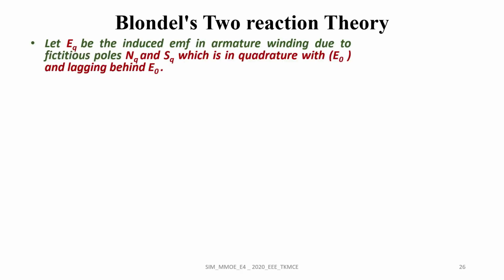Let EQ be the induced EMF in armature winding due to fictitious poles NQ and SQ, which is in quadrature with E0 and lagging behind E0. So EQ represents the voltage drop due to armature reaction along quadrature axis, which is leading IQ by 90 degree. So it comes in quadrature with E0.